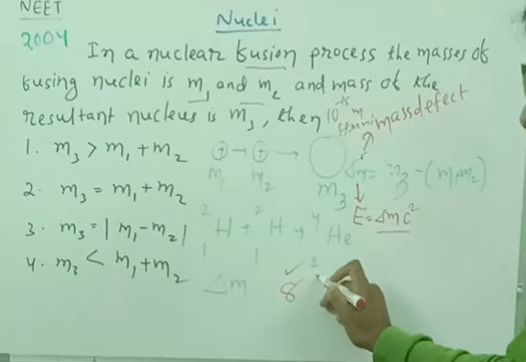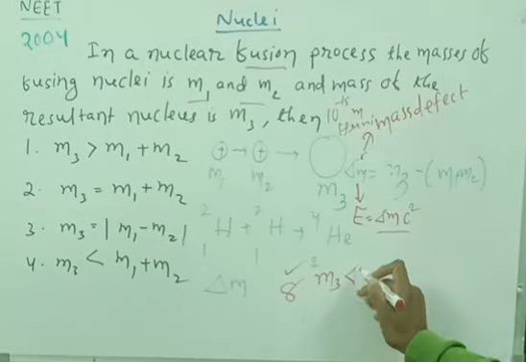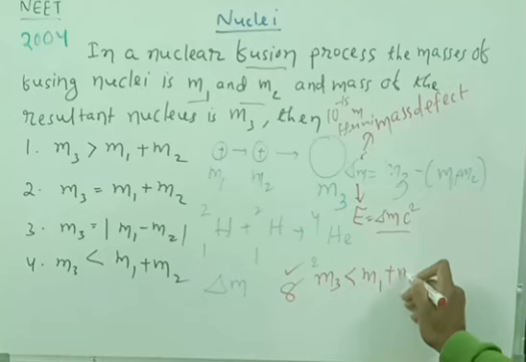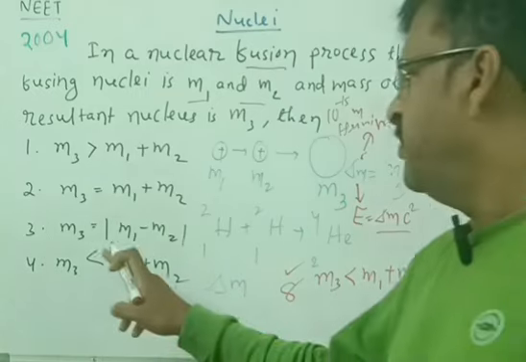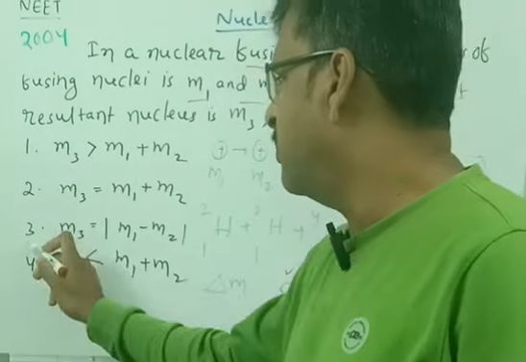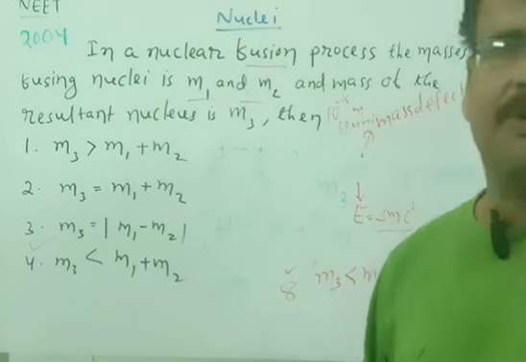So student, always this M3 will be less than M1 plus M2. So the option M3 is less than M1 plus M2, option 4, will be correct for this question.